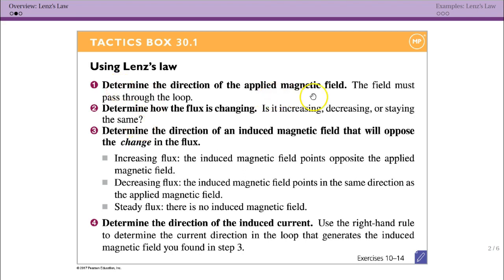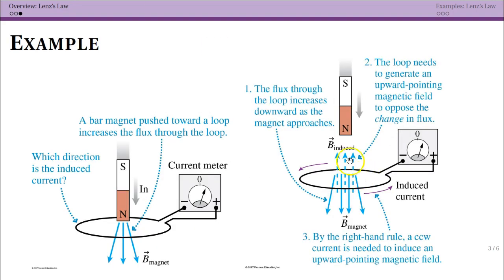get your applied magnetic field, which in that case was due to that bar magnet, that permanent magnet. We've figured out how the flux was changing. It was increasing because the magnet was getting closer. So we said that the field was down at the loop, but increasing. So that means that your induced field pointed opposite, which was up. And so then we use the right-hand rule to figure out what direction the current is in order to get that induced field.